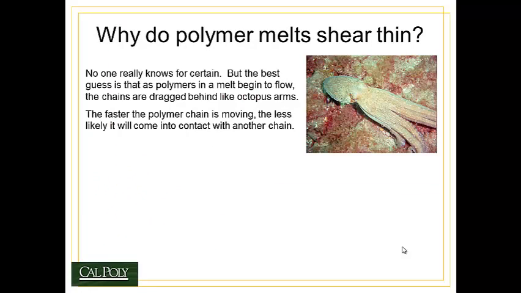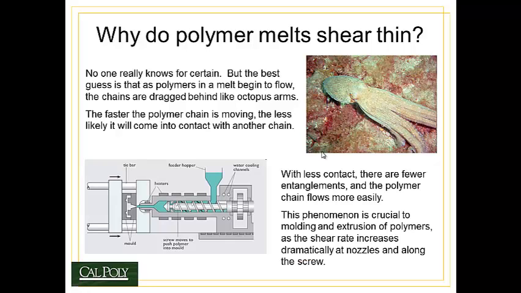So why do polymer melts shear thin? Well, we don't really know, but the idea is that it's a lot like octopus arms. Imagine if we had a long chain and we grab one chain in the middle and drag it, we'd be dragging the arms behind it. As it moves, it has less contact with other chains because the chains are being dragged behind the head of the molecule. With less contact, there are fewer entanglements, and the polymer chains then move more easily.